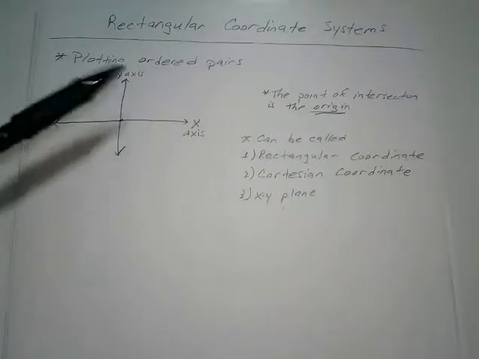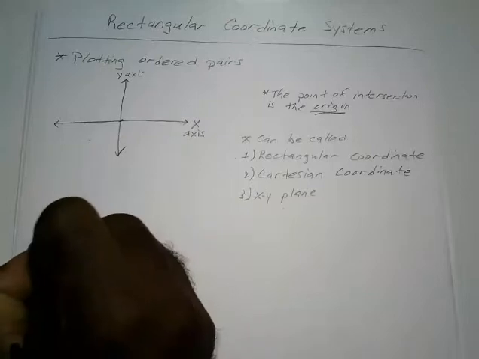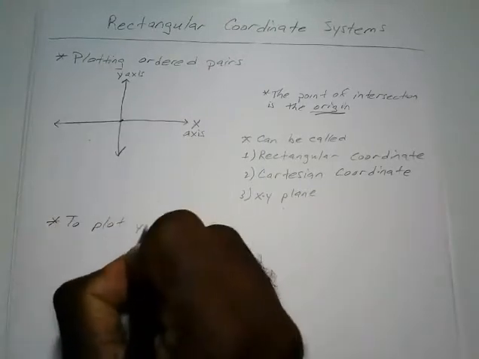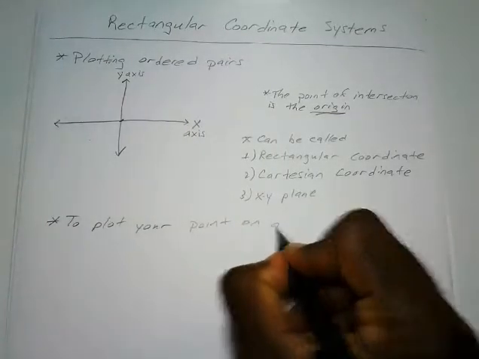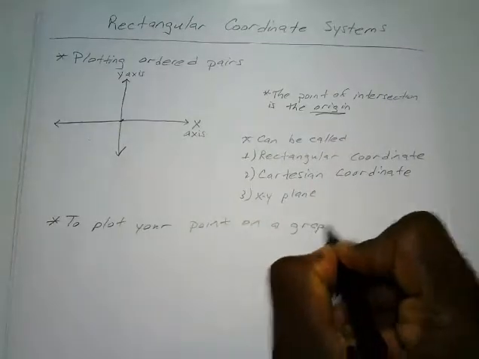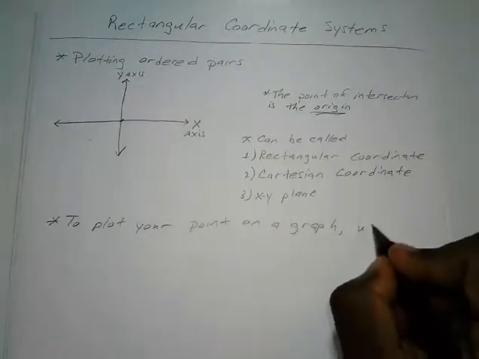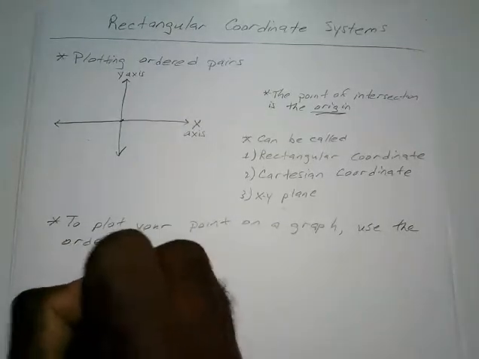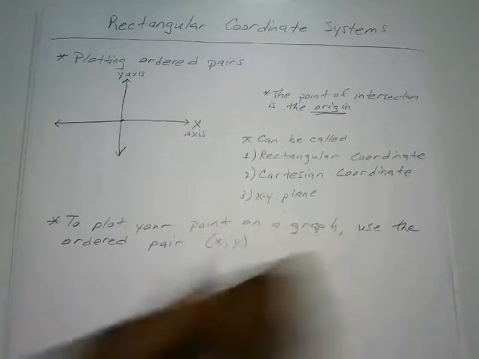Okay, so now we're going to get into the actual definition of an ordered pair. Okay, so to plot your point on a graph, we're going to use the ordered pair x comma y.